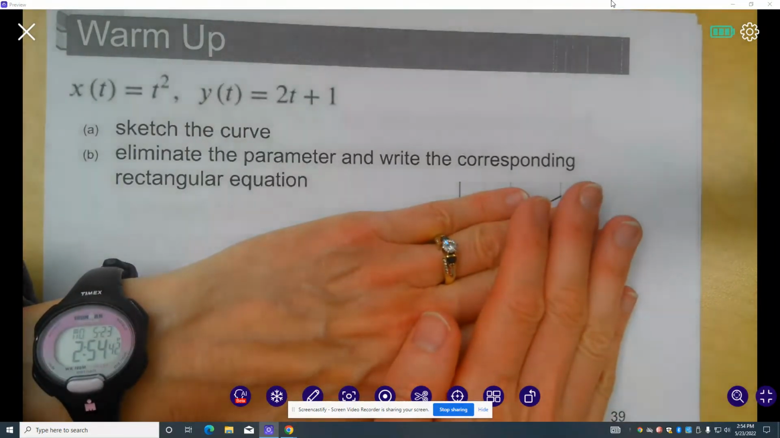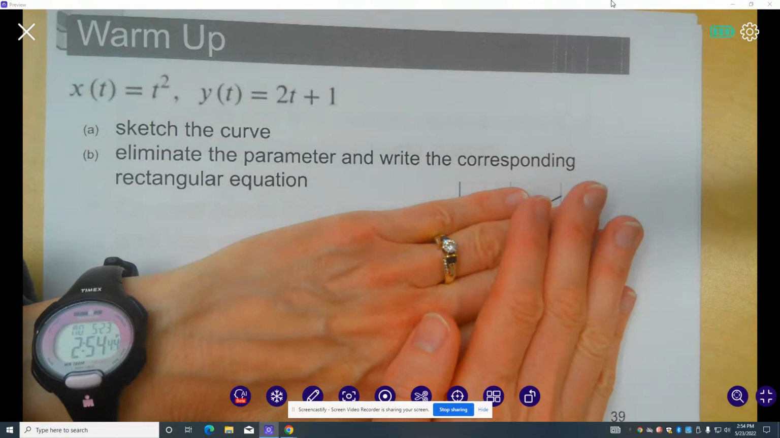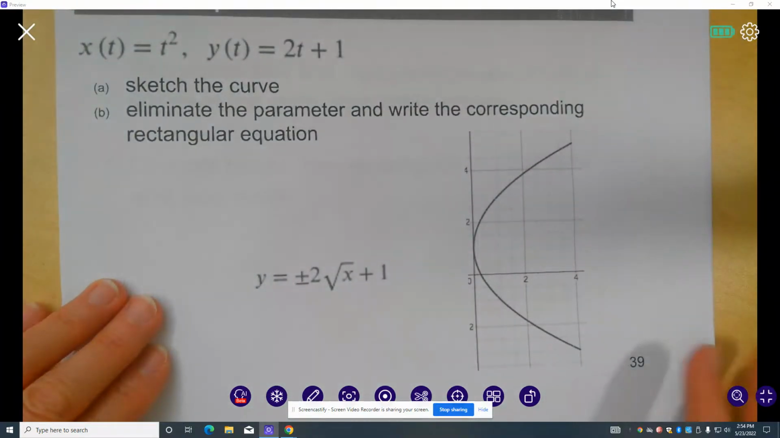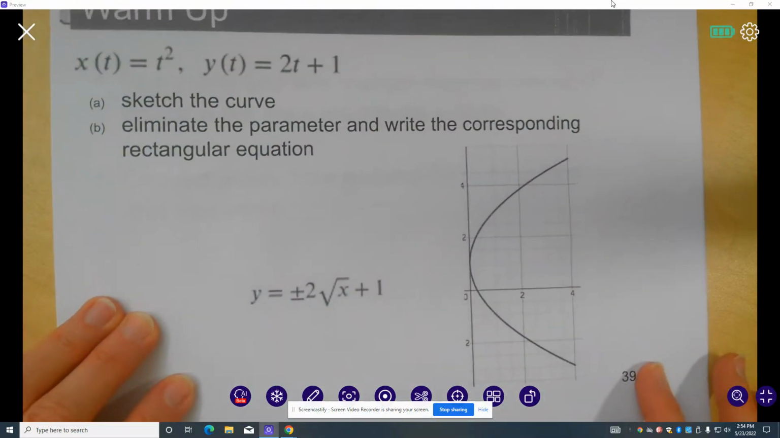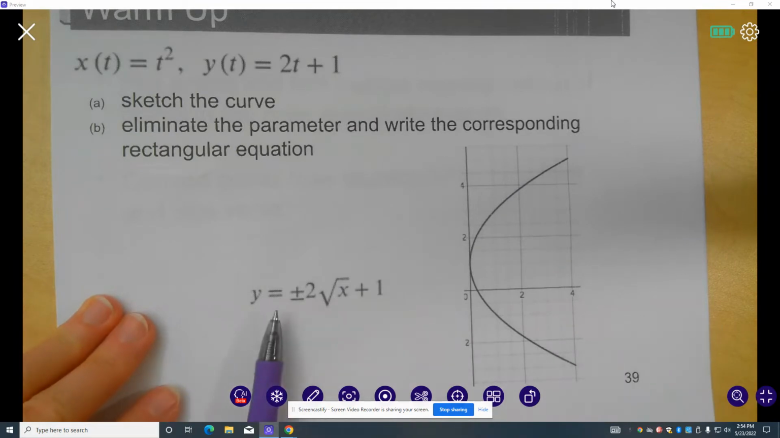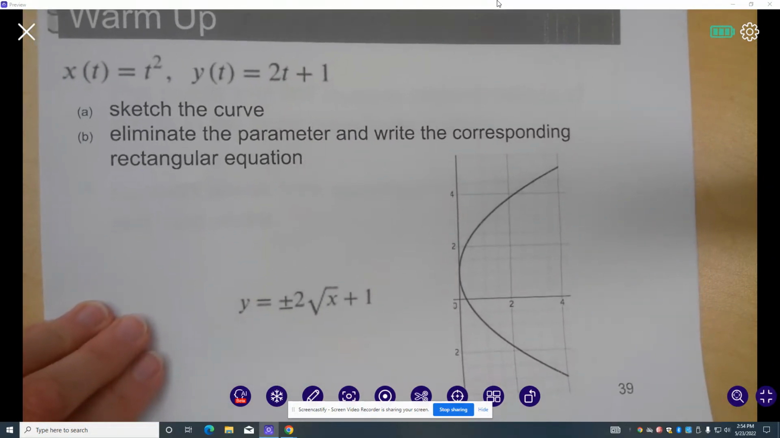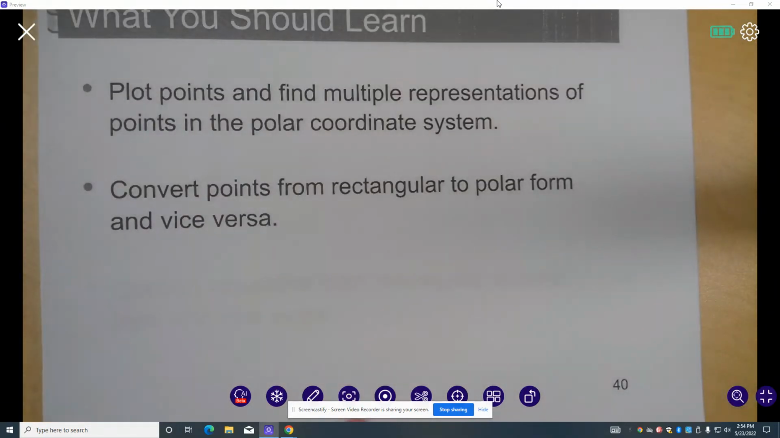So pause the video, try this warm-up, a review of parametrics. Try sketching the curve, eliminating the parameter, and writing the corresponding rectangular equation. And after you've done that, check your answer. So here is your corresponding rectangular equation. And notice you have to have the plus and minus in this. So I definitely would try that one. You might see one like that showing up again sometime.